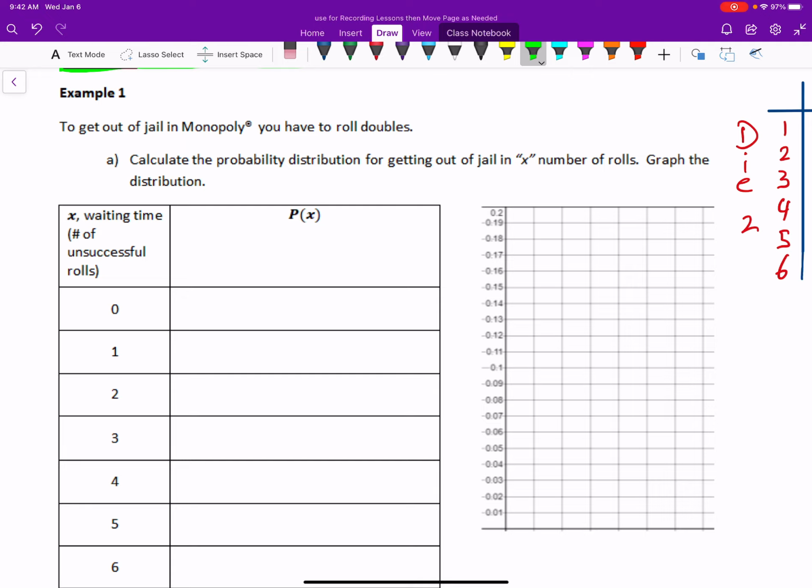So picture the situation: you're playing Monopoly, your token is in jail, and you pick up the dice, and let's say you get doubles on the very first roll. That's lucky, you feel good. That would be an X value of 0. In other words, you were unsuccessful 0 times, and then were successful on the first try. What's the probability of that happening?